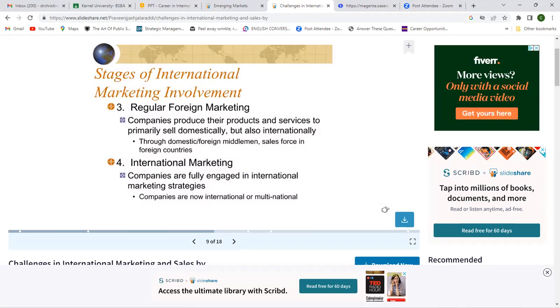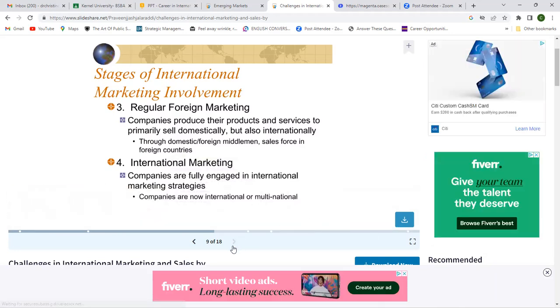Then we have regular foreign marketing. Companies produce their products and services to primarily sell domestically, but also internationally through domestic or foreign middlemen and sales forces in foreign countries. International marketing: companies are fully engaged in international marketing strategies. Companies are now international or multinational.